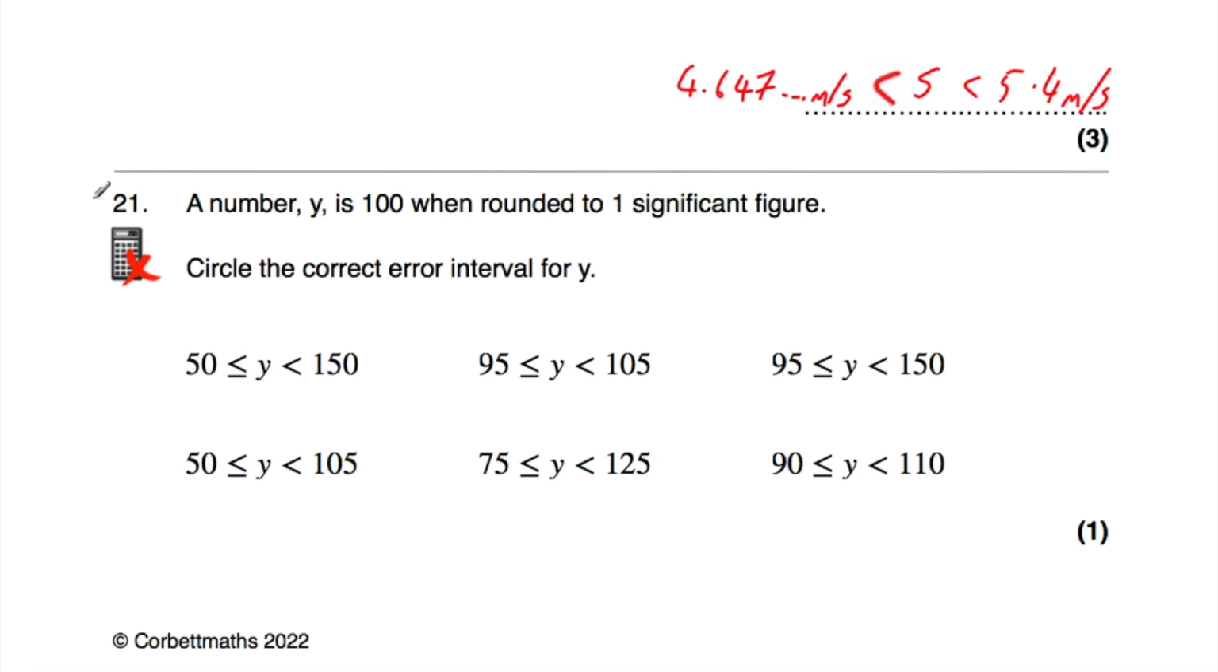Okay, let's have a look at question number 21. So question number 21 says the number y is 100 when rounded to one significant figure. Circle the correct error interval for y. So let's consider the numbers below 100 that whenever we rounded to one significant figure would be 100.